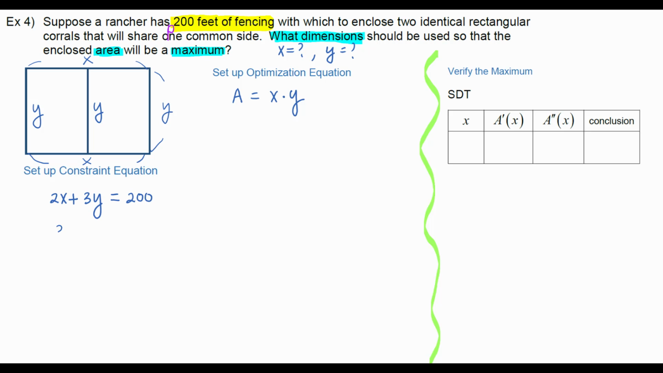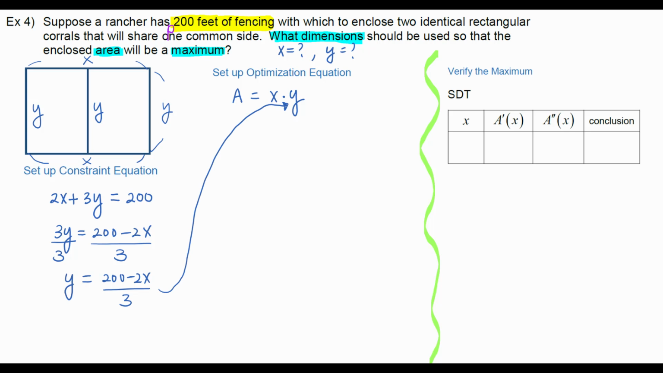And let's get rid of y. Then I will have 3y equal to 200 minus 2x. Divide both sides by 3. I get y equal to (200 minus 2x) over 3. So now, of course, you're going to plug this into your area. Area becomes a function of x, as you're going to only have one variable x, and it's x times y, and my y is (200 minus 2x) over 3.